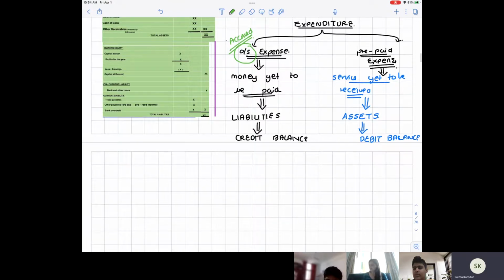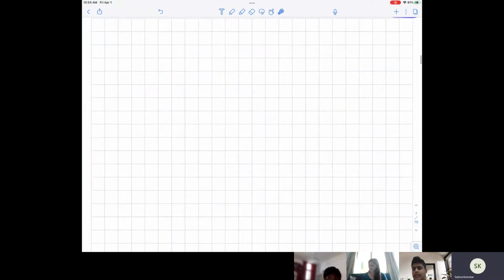Okay, very good. Outstanding expense is what for you? A liability. Liabilities have what balance? Credit balance. Prepaid expenses are what for us? Assets. Assets have what balance? Debit balance. Very good.